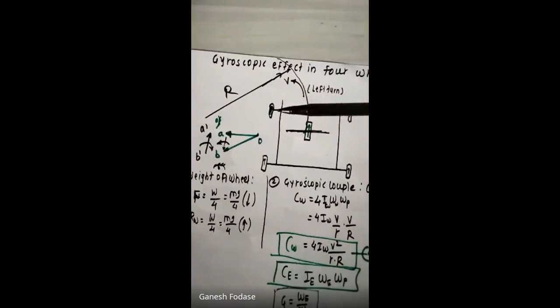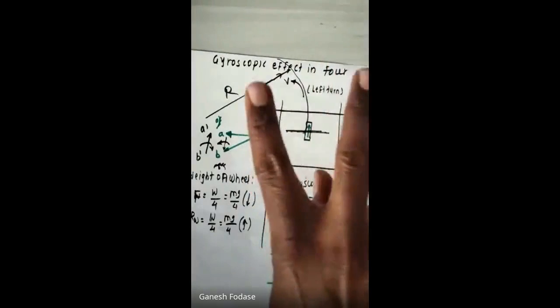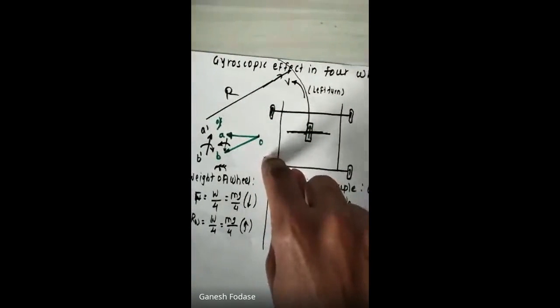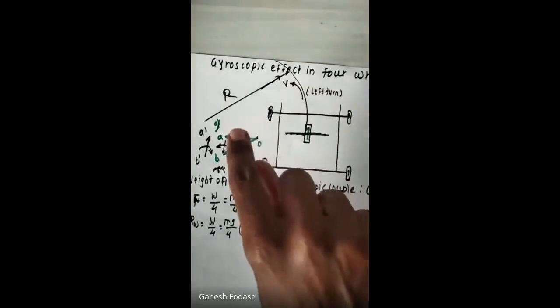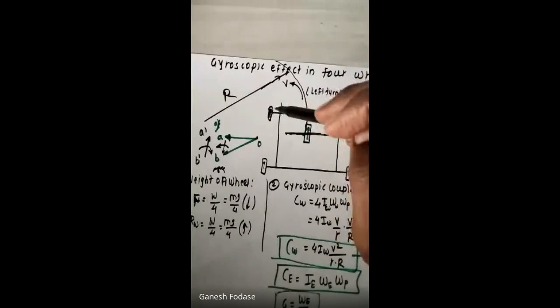Yes, what will happen? Clockwise couple acts. So what happens? Outer wheels will try to lift this wheel. It will try to lift the inner wheels. Couple will try to lift the inner wheels. So force on these wheels is downward. Thus the outer wheels will go downward, while the inner wheels go upward.